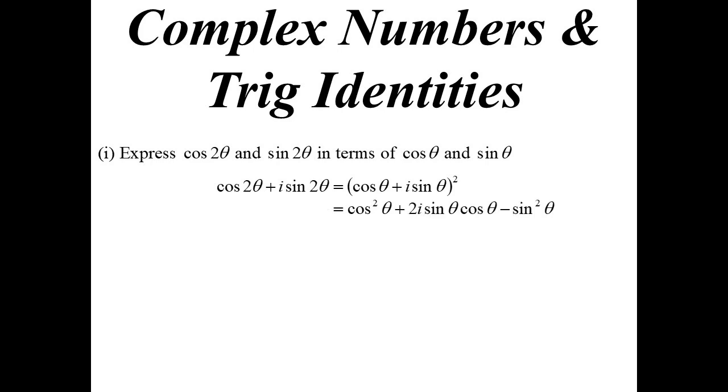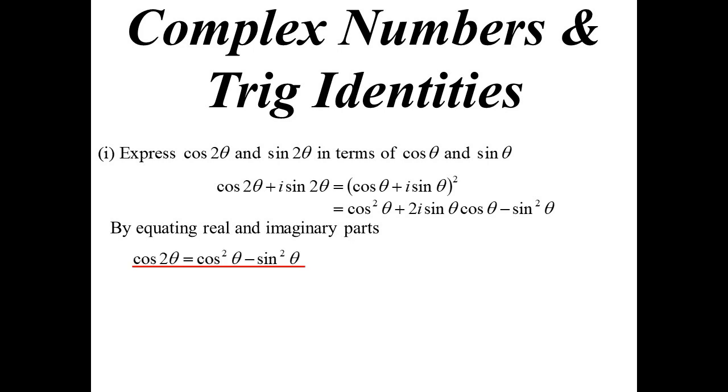De Moivre's theorem. We expand out the right hand side, and now all I've got to do is equate the real and the imaginary. So cos 2 theta must be cos squared minus sin squared, and sin 2 theta must be 2 sin theta cos theta. Much quicker way of proving those things. But of course, we can now push that idea through and come up with expressions for, say, 3 theta.